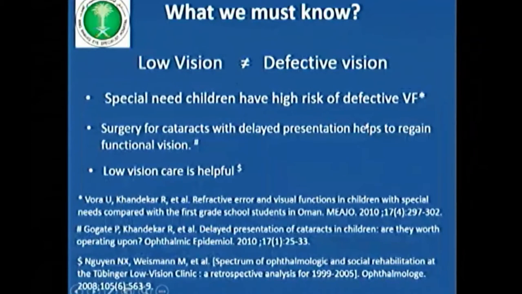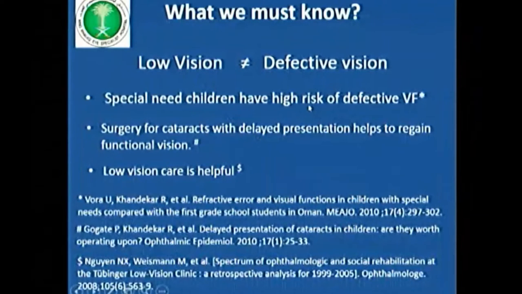So before we start talking about low vision disability and what we can do, first a few facts we have to remember: that low vision is not defective vision. Defective vision, which we usually deal with in our day-to-day work, can be corrected either by spectacles or contact lenses or refractive surgery, and in some pathological conditions, by doing the treatment, the vision can be restored. So they are not low vision disabled.